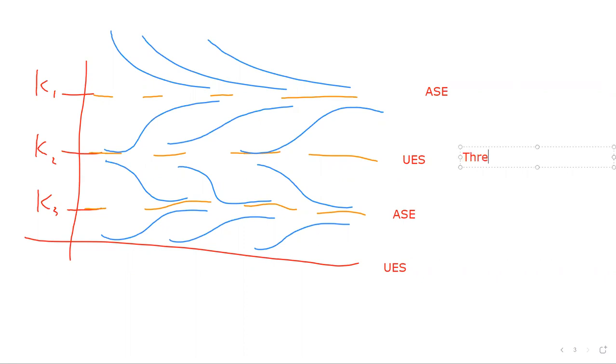This would also be a threshold because that's our dividing line. Above it or below it decides whether you go to K1 or K3. And I would also consider that a threshold.